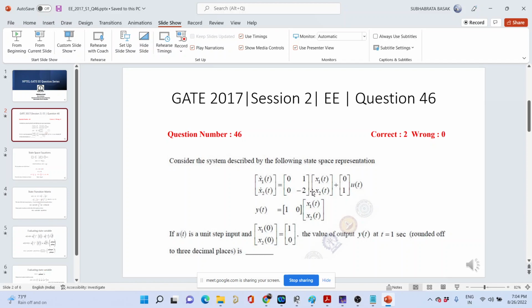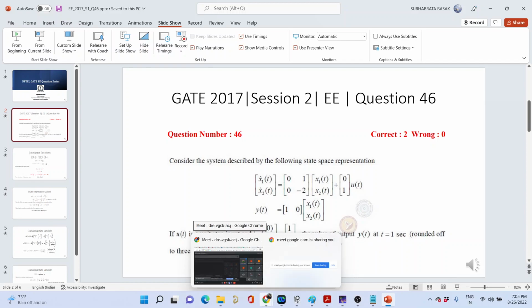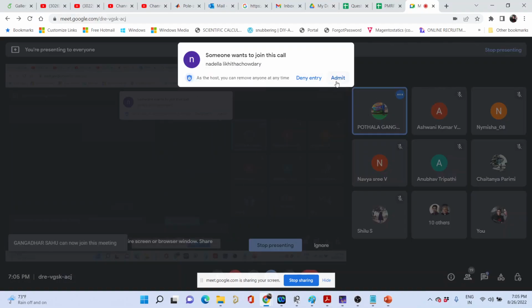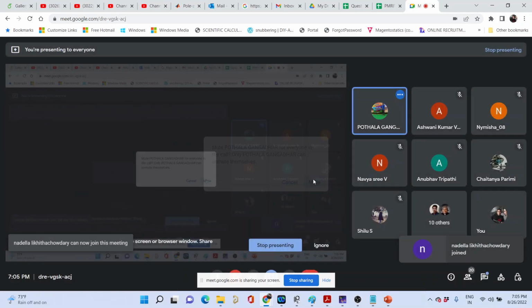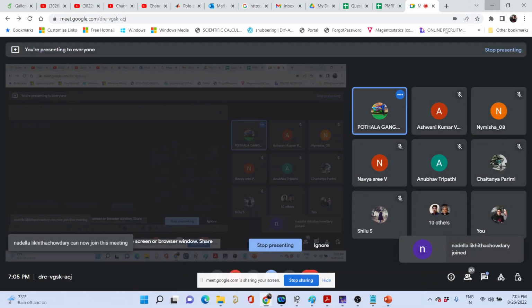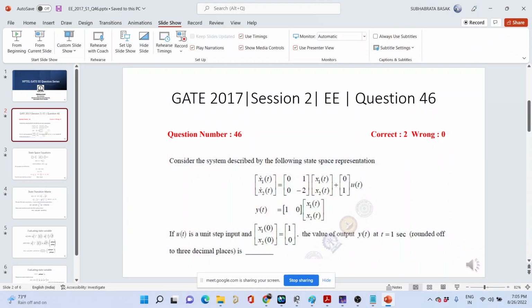Sir, can I explain, sir? The state space equation has been given to you, the output equation has been given to you, and the initial conditions are given to you. You are asked to find the output at t equal to 1 second. Yes, sir. Can you solve it, sir, the sum? Solve. The sum solved, sir.